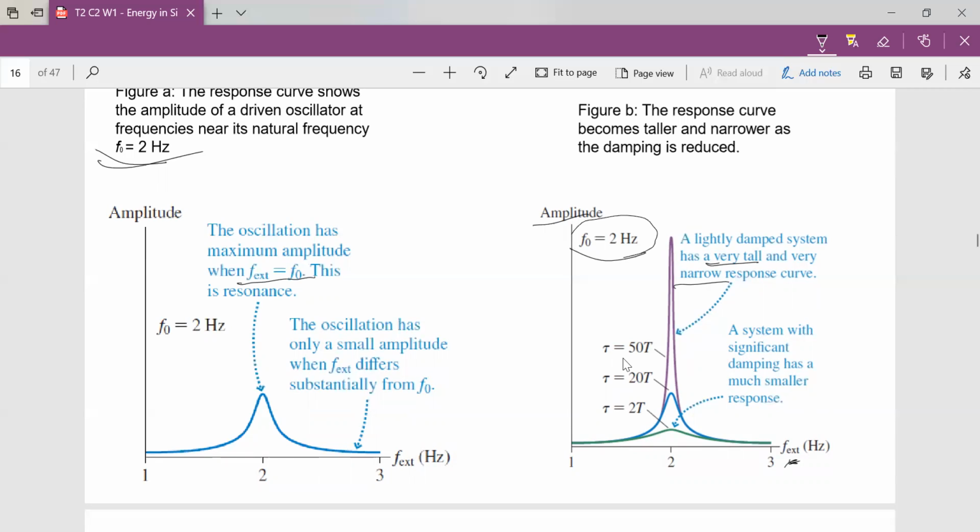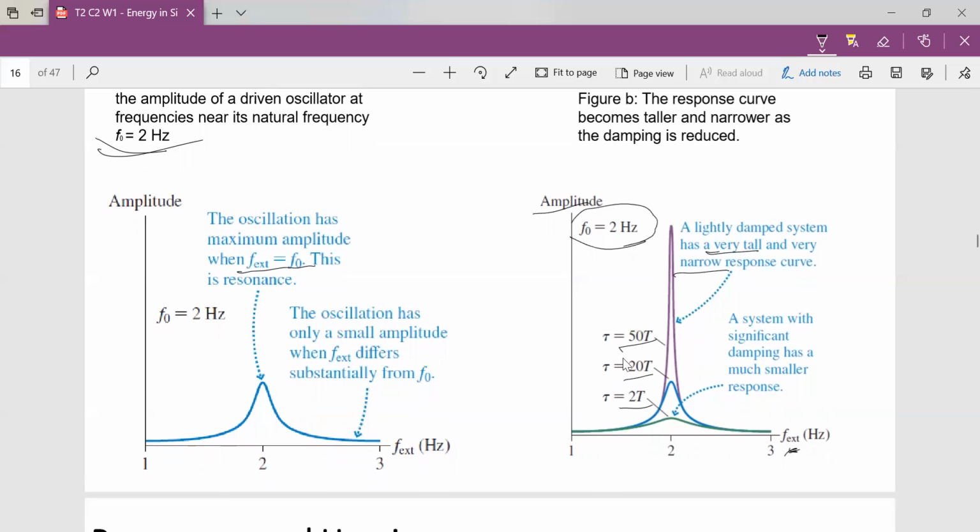Also keeping in mind the natural frequency, but we're plotting at different tau: 2 tau, that's 2 times the period, 20 times the period, and 50 times the period. We see that the one with the largest is the one that has the highest peak. So the slightly damped system has a very tall and very narrow peak. But when the system is significantly damped, the response is usually flat or very wide.